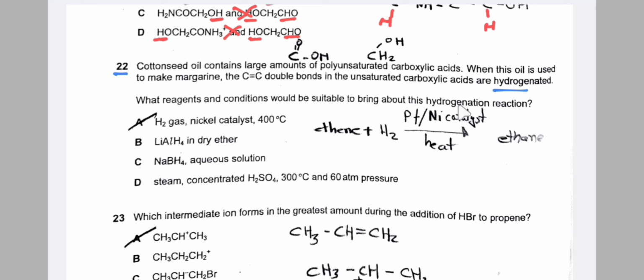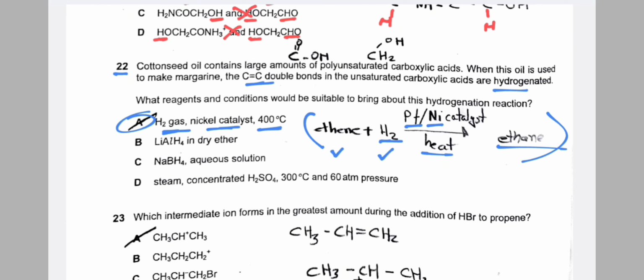So what is the hydrogenation reaction? That means the carbon-carbon double bond, or the alkene, reacts with hydrogen in the presence of a platinum or nickel catalyst and heat to form an alkane. You must remember this reaction. So which reagent and condition? Hydrogen gas is needed, and nickel or platinum catalyst is needed, and heat, so high temperature. So the answer is A.